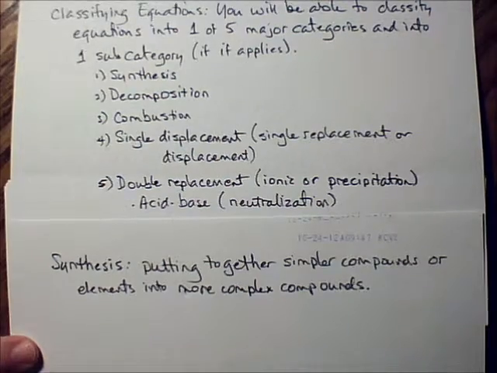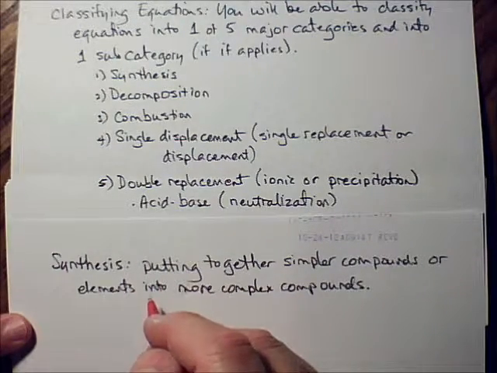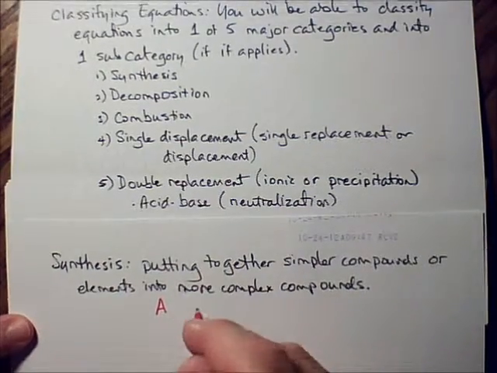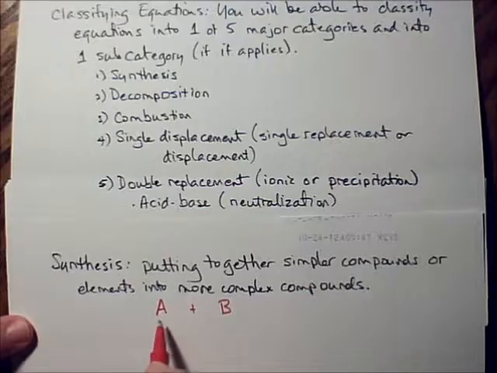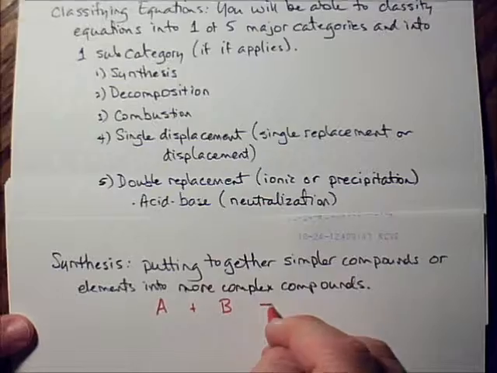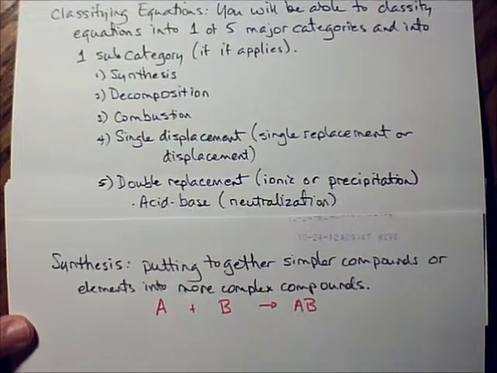A lot of things I can't write bigger, I wouldn't be able to fit it on the page. I'll try to write a little bit bigger for you. And there's a general symbolic representation of these synthesis reactions. We just put A as one of the simple compounds or elements, and B as another simple compound or element, and then those combine into AB, one more complex compound.